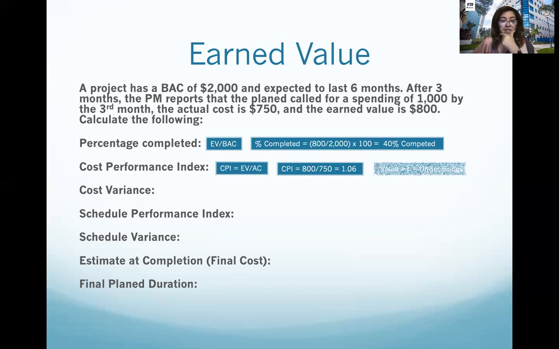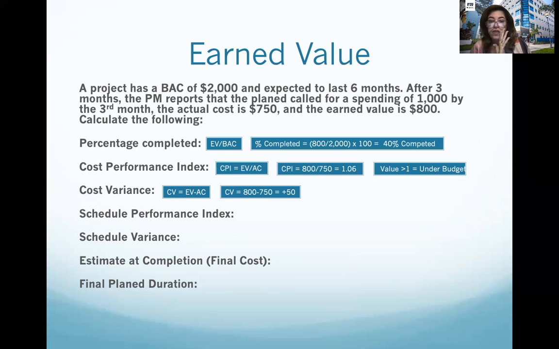Cost variance is the earned value minus something. So if it's cost variance, the second number of this formula is actual cost. So the cost variance is just $800 minus 750, which is 50 positive. It looks really good. So positive value, what is the interpretation? We're doing good. We're under budget or on budget. In this case, under budget.